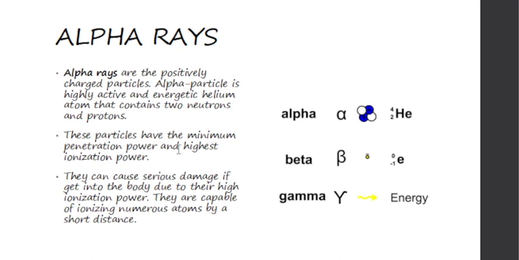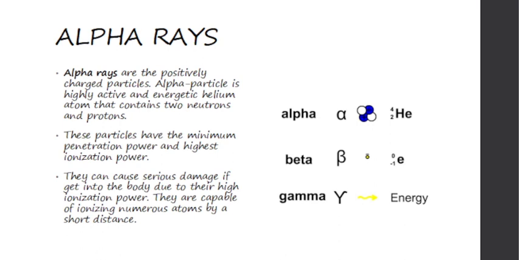These particles have minimum penetration power and they have the highest ionization energy. So take note, penetration power is the lowest for alpha particles. However, their ionization energy is the highest. They can cause serious damage if they get into the body due to their high ionization power. They are capable of ionizing numerous atoms by a short distance. So the point is this, that they have high ionization power but low penetrating power, which means they cannot pass through thick lead bodies or obstructors. So basically, remember, they have the helium structure, meaning that they have atomic mass of 4 and atomic number of 2.